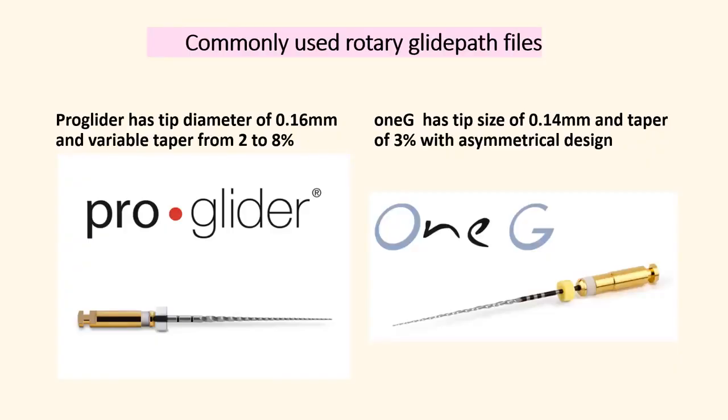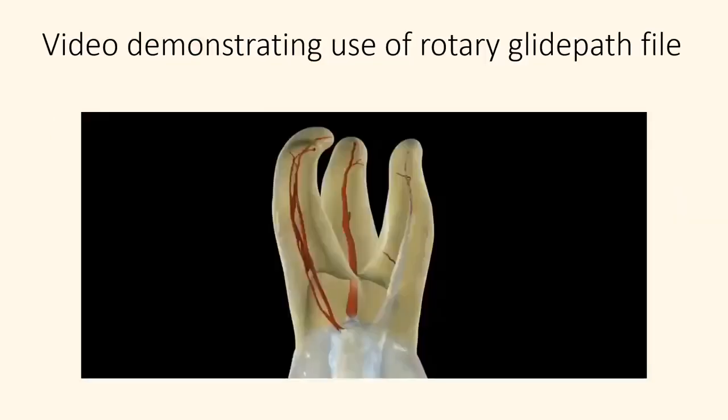These are the commonly used rotary glide path files: ProGlider and 1G. ProGlider has a tip diameter of 0.16 mm and a variable taper from 2 to 8%, while 1G has a tip diameter of 0.14 mm and a taper of 3% with a symmetrical design.